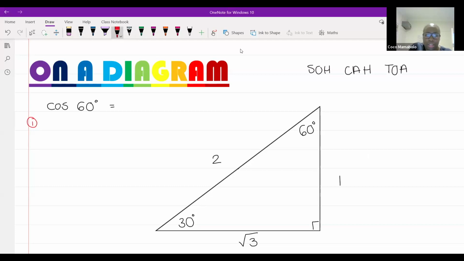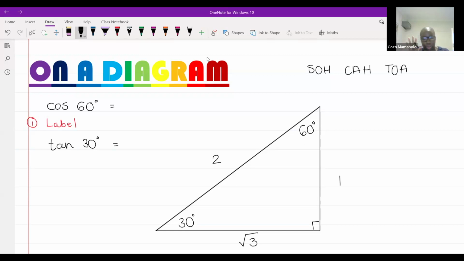Absolutely, Tulani. Yes, we must label. And you're absolutely correct, Tristan, it is a half. If they just give us a drawing and they ask us for a ratio, the first thing we must always do is label, because that's then going to inform what we get for an answer. Now, imagine my next question. After cos of 60, my next question is, what is tan of 30 degrees?